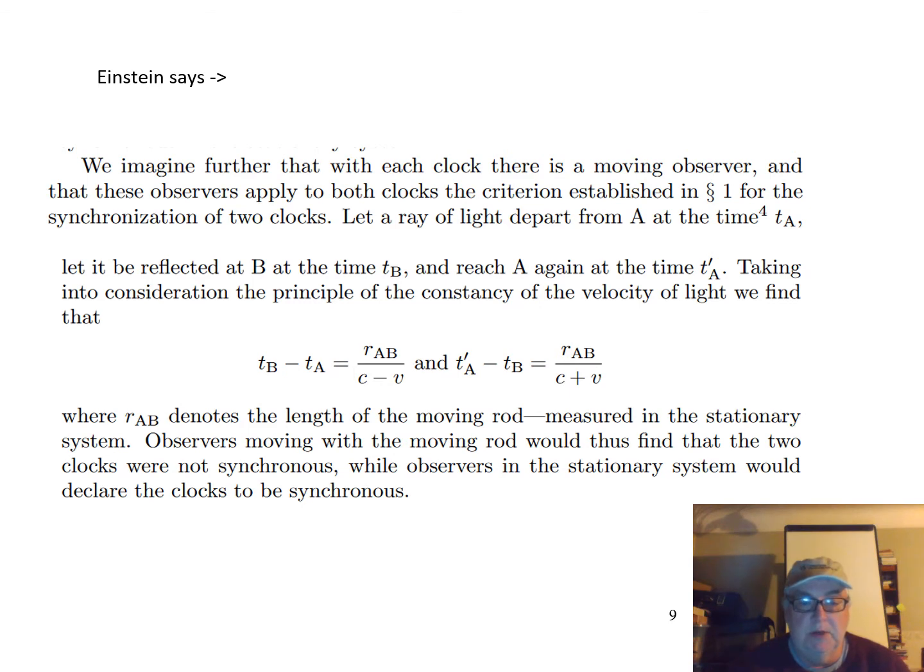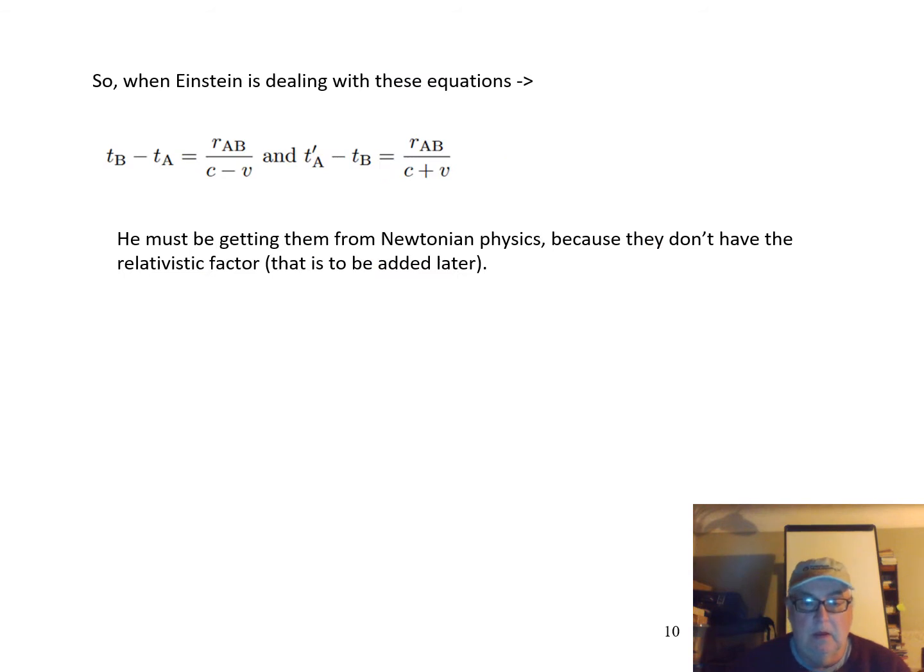Einstein says all this. We might imagine further that at each clock there is a moving observer, and that these observers apply to both clocks the criterion established in section 1 for the synchronization of two clocks. And he goes on then to give these equations. So when Einstein is dealing with these equations, he must be getting them from Newtonian physics, because they don't have the relativistic factor that is to be added later.